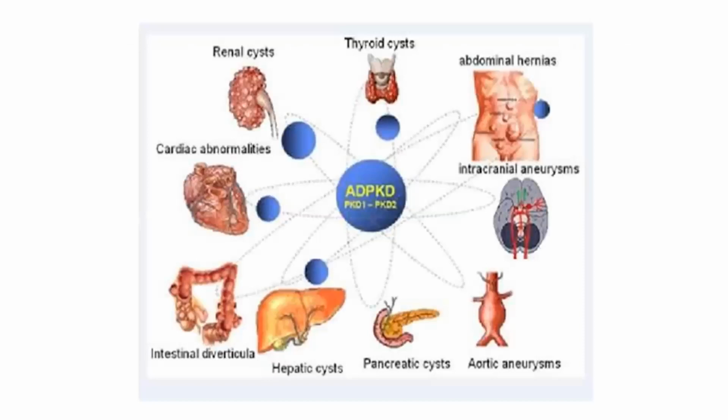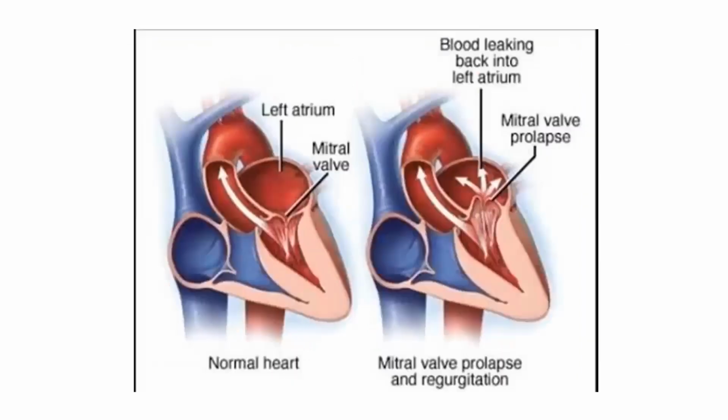They can have thyroid cysts, they can have renal cysts, and they can have cardiac abnormalities. We have already discussed abdominal hernias, intracranial aneurysms, intestinal diverticula, hepatic cysts, pancreatic cysts, and aortic aneurysm. These are the extrarenal manifestations of autosomal dominant polycystic kidney disease.